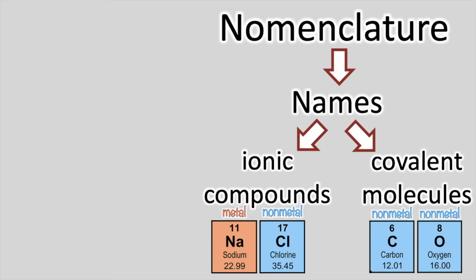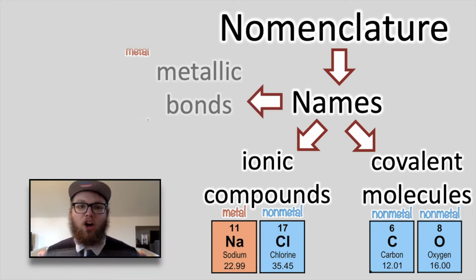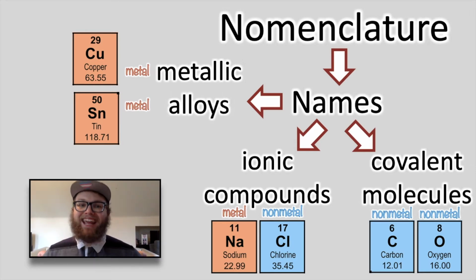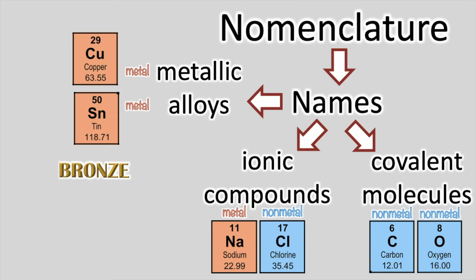What are we missing? The bonds between metals and metals are called metallic bonds. For example, if we had a bond between copper and tin, that would be a metallic bond. When a group of metals bond together, we call those metallic alloys. For example, copper and tin bond together to make bronze.